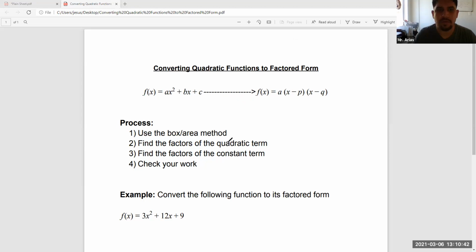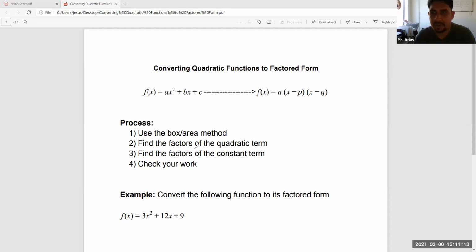Let's go over the process. We have pretty much 4 steps. Step 1 is to use the box/area method. If you do not know what I'm talking about, I invite you to watch this other video that I have in my channel on how to use the box method, also known as the area method, in order to factor or multiply any expressions. So when that happens, feel free to come back to the video, and then you're going to see how we're going to make use of this process and this method.